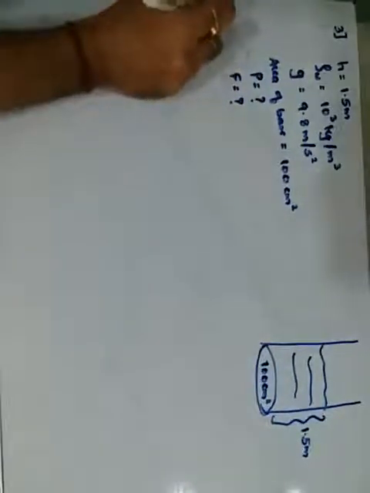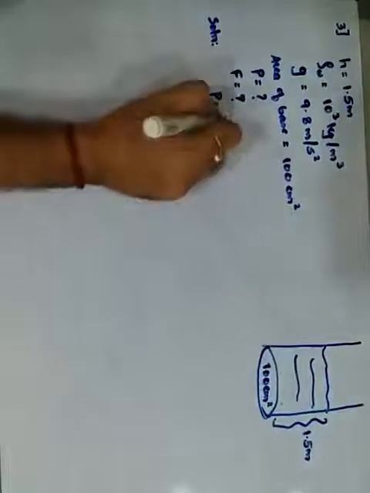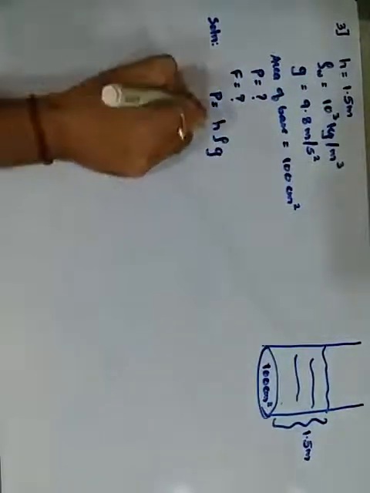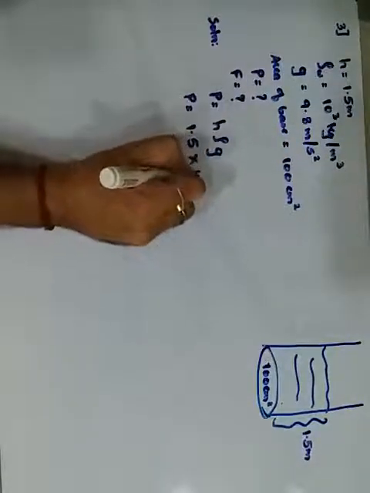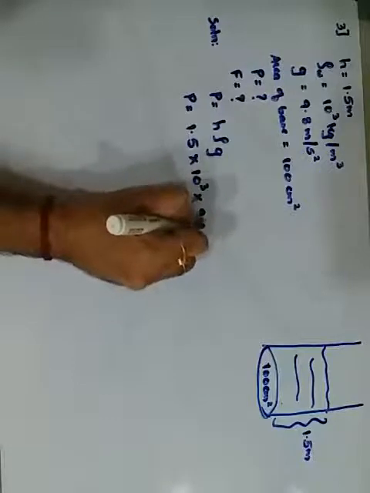Okay, first the solution part. The formula for pressure related to a cylinder, or the height or the depth level, we call it h into rho into g. Getting it? So here the pressure is equal to height, which is 1.5 meters, rho is 10 raised to 3, into g, which is 9.8.